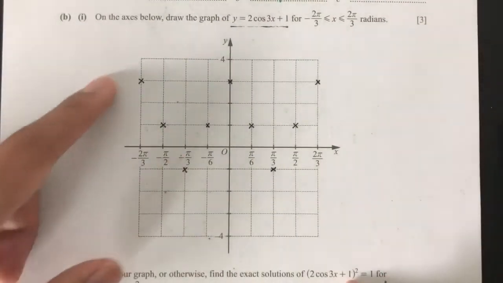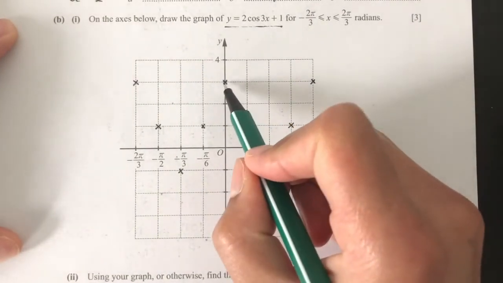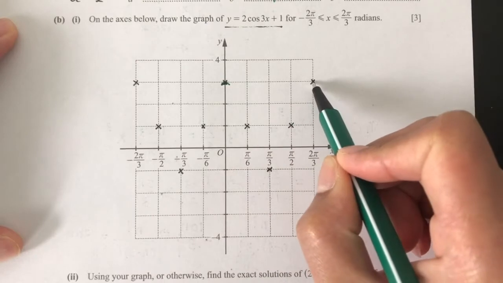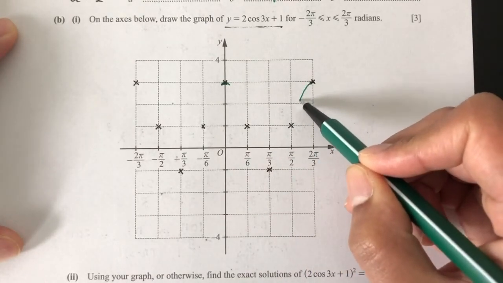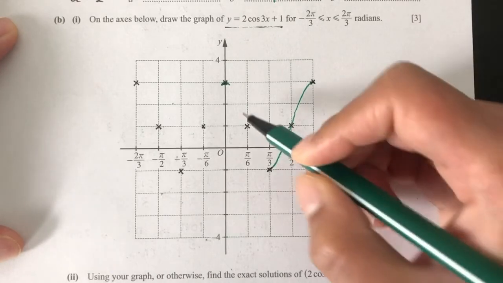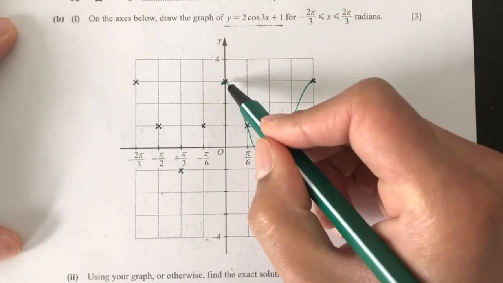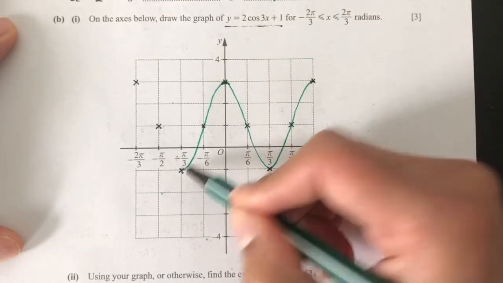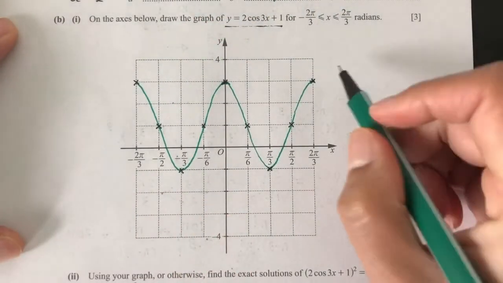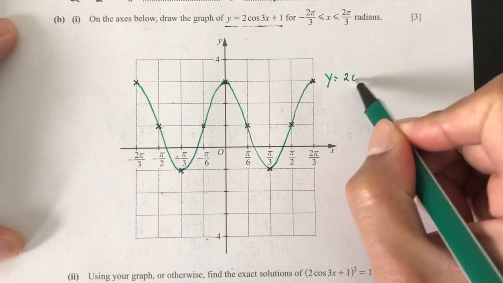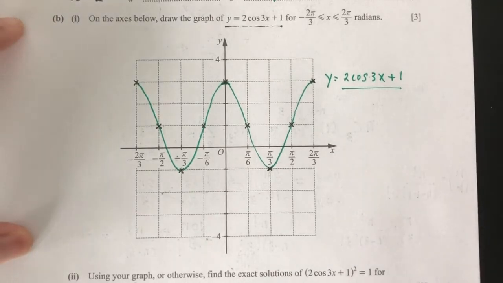Okay, so we have these points. We just have to join them to find the values that we have for your curve. Okay, here we have the max point. So make sure you draw your curve as smooth as possible, okay? So try your best. Okay, that will be your curve as required. So y equal to 2 cos 3x plus 1. That will be part 1.